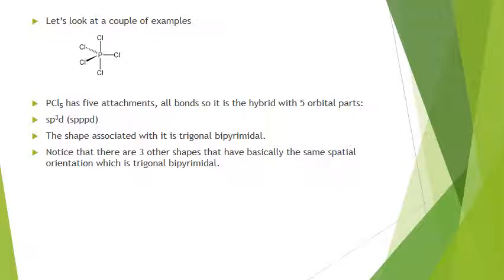Okay, so we have PCl5, and we went over this previously. It has 5 attachments, all of them bonds. Go back to the previous table and look at the one with 5 attachments, and you'll see that's sp3d. So each one of these is a hybrid of sp3d.